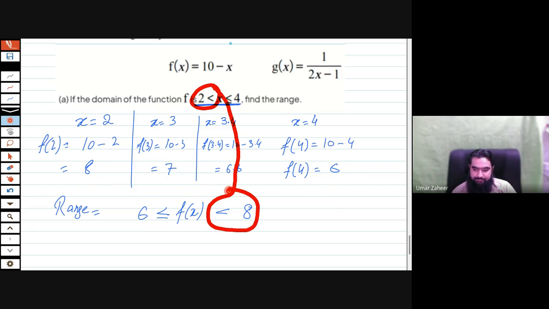Clear? You have to be focused on the inequalities very carefully. Whether it is only less than, or only greater than, or greater than or equal to, or not. Got it?